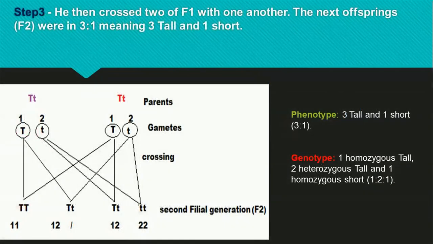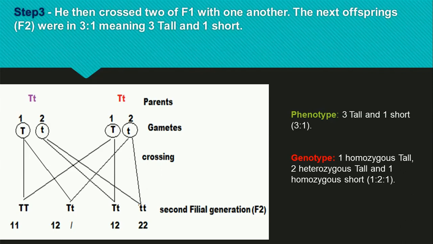Step 3, he crossed 2 of F1, that is the first set of offsprings. You just pick 2 and cross them together, that is self-pollination. Now the next offsprings were in ratio 3:1, meaning 3 were tall and 1 was short. F2 means the next set of offspring produced from the previous offsprings. For example, I am a parent, my children are my first filial generation, so my grandchildren are the second filial generation. I want to believe you get.